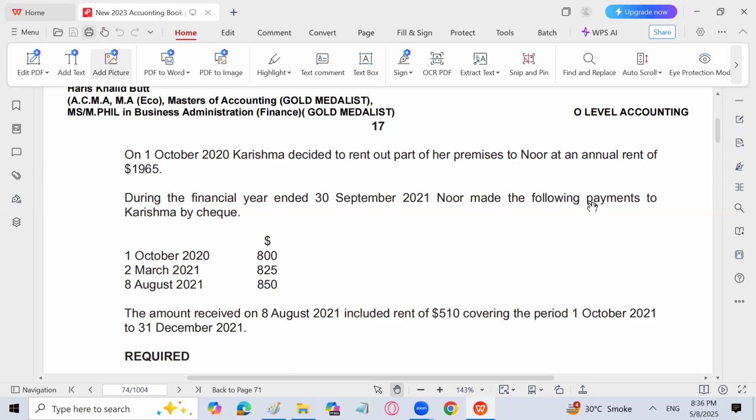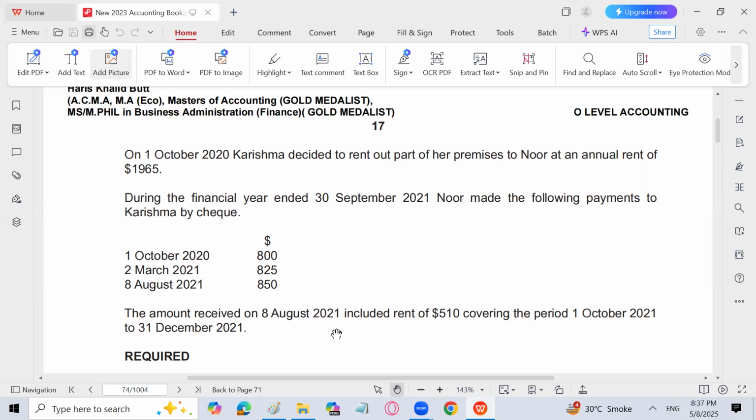During the financial year, Noor made the following payments to Karishma by check. We have received these amounts on these dates. The amount received on 8th August included rent of 510 covering the period from 1st October to 31st December. Again, we know that our financial year will end on 30th September, right? Because it starts from 1st October and it will end on 30th September 2021. But on 1st October 2021, 510 of the amount was included in this 850, which is wrong because that does not come in our months, neither October, nor November, nor December. So the whole 510 is going to be prepaid.